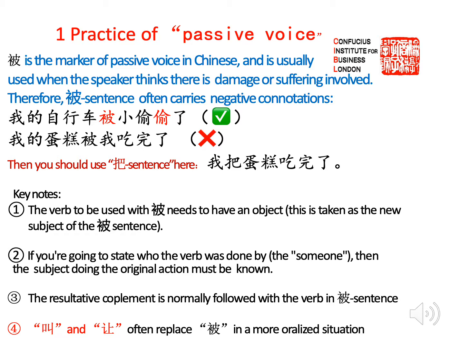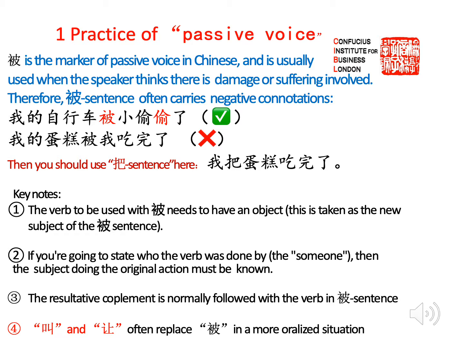So here are some key notes. First, the verb to be used with 被 needs to have an object, and it is taken as the new subject of the 被 sentence. Second, if you are going to state who the verb was done by, the doer, then the subject doing the original action must be known. So 被 somebody. The somebody should be shown here.